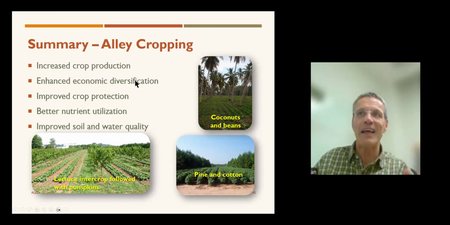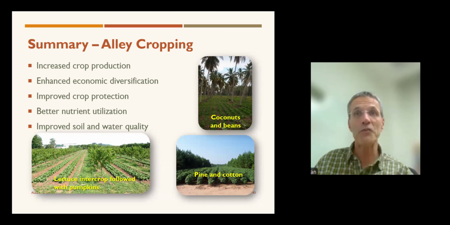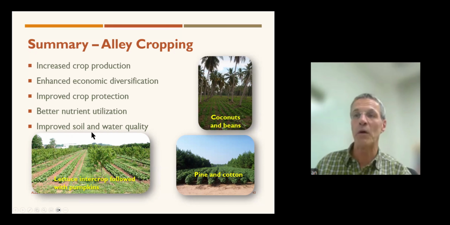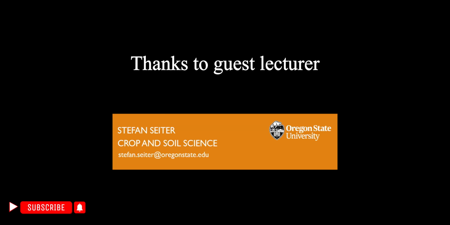In summary, alley cropping can be great in terms of crop production if you use the right combination. It's really a good tool for economic diversification and reducing risk. You have a really good potential for using less pesticides, having lower pest pressure in the first place. You almost always have a much better nutrient utilization, much better recycling, and you have good potential for improved soil and water quality. So I'm going to end it right here.